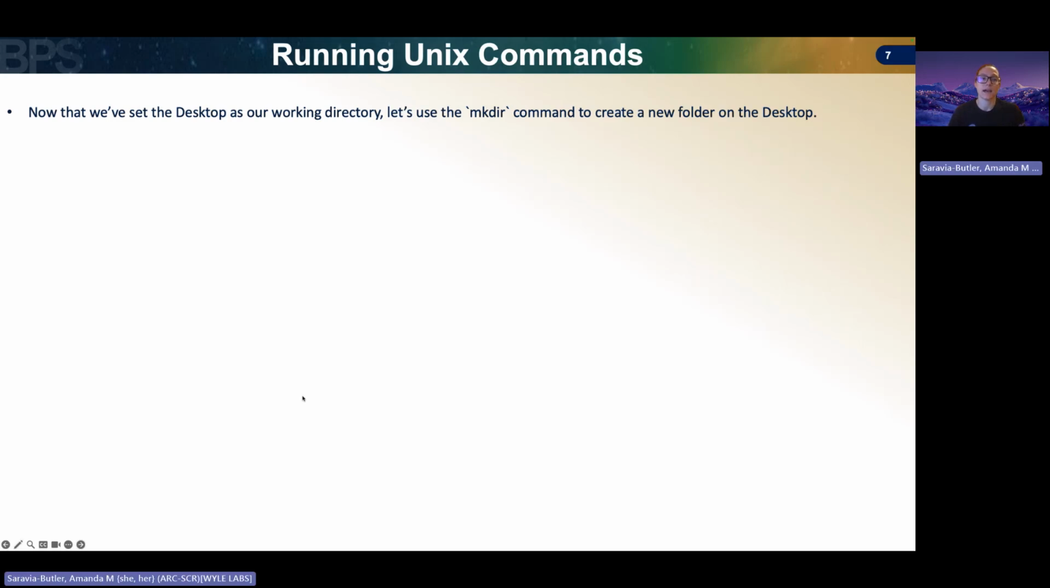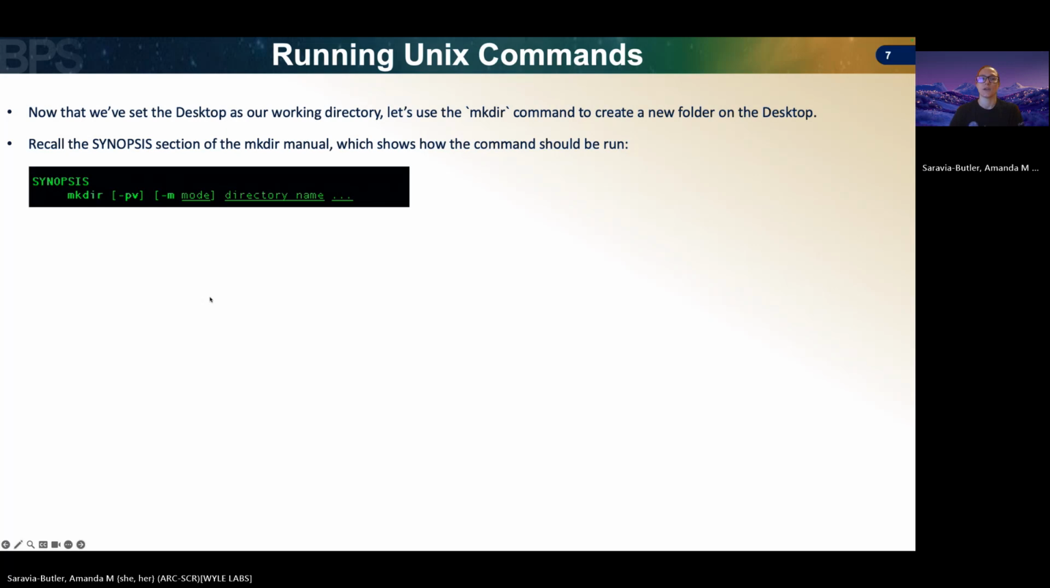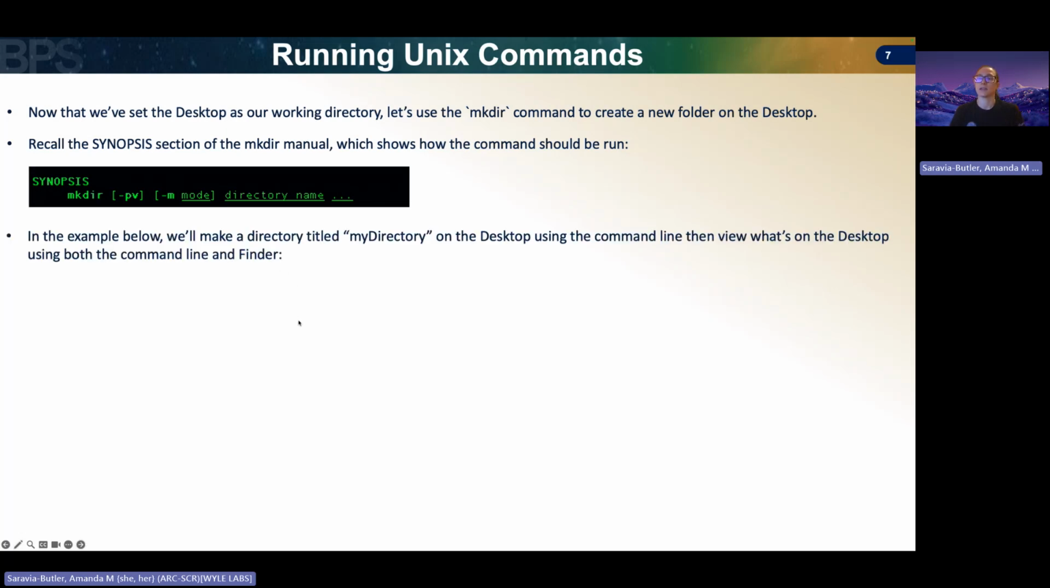Now that we've set the desktop as our working directory, we're going to use the mkdir command that we talked about earlier to create a new folder on the desktop. Just as a reminder, the synopsis section of the mkdir manual shows how the command should be run. So in the example below, we're going to make a new directory titled My Directory on the desktop using the command line, and then we're going to view what's on the desktop, both in the command line interface as well as in a Finder window.